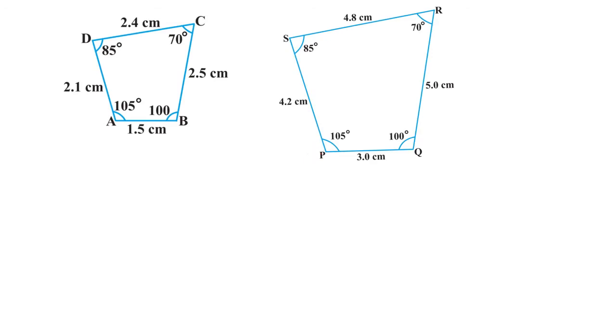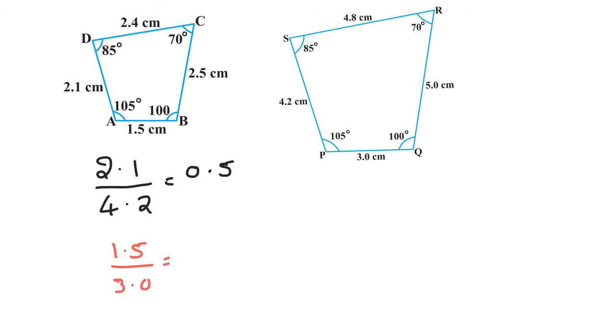How do we do that? What is the corresponding side of DA? It is SP. How much is DA? It is 2.1. Corresponding side SP, 4.2. How much is that ratio? It's 0.5. What is the corresponding side of AB? It is PQ. So AB is 1.5. Corresponding side PQ is 3.0. And how much is that? 0.5. What is the corresponding side of BC?